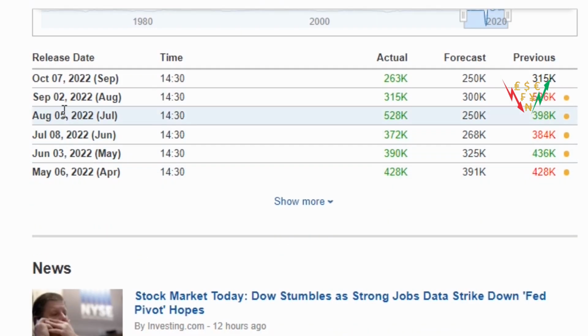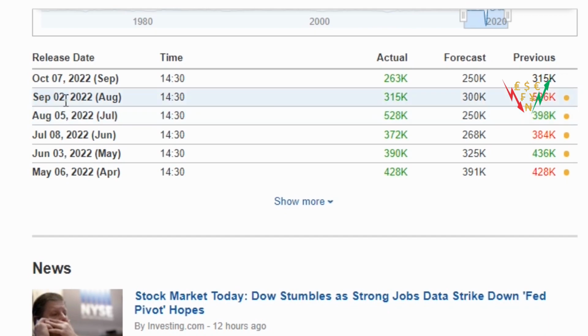Okay, so now the previous data here shows 526,000. Now I've explained this previously. When you see figures like this, for this particular reference, it's 526,000 more jobs that were added to the United States economy in the non-farm sector. That's the non-farm sector, with exclusion of private jobs and farming jobs, all right?